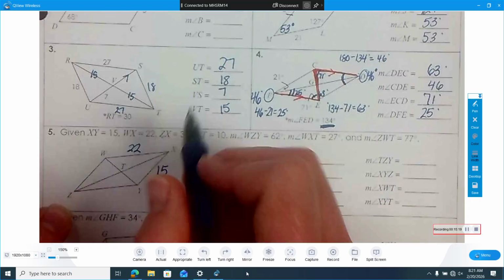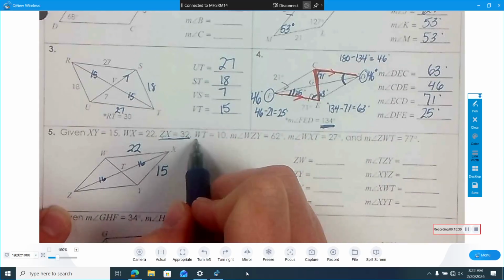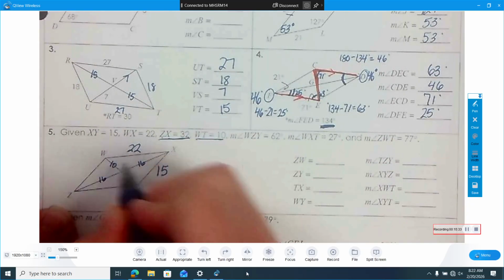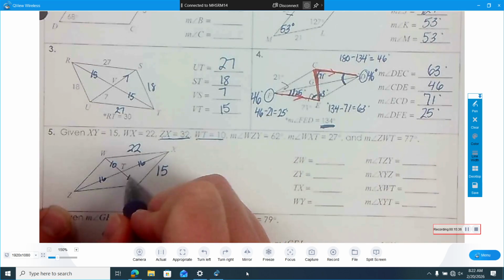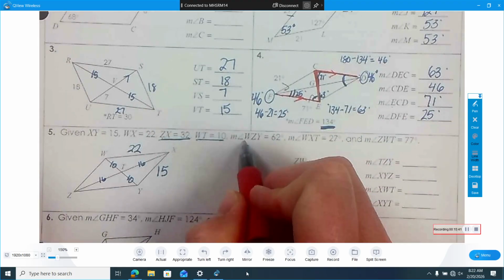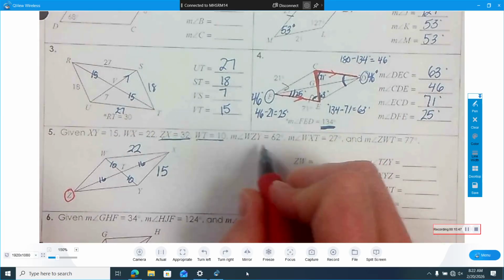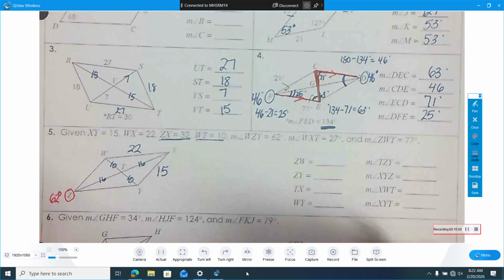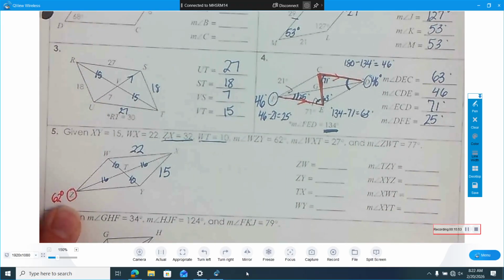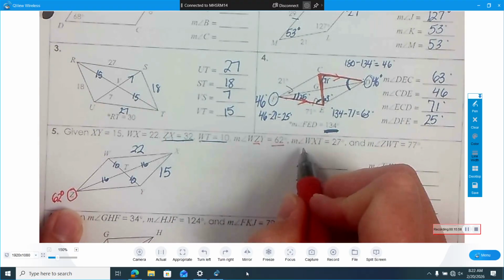ZX is a diagonal. The diagonal is 32. What happens to diagonals? So 16 and 16. I'm going to write it right on the diagonal. WT is 10. What's the other side? TY is also 10 then. Good. I'm going to do my angles in red here. Angle WZY. Oh, that's the whole angle Z there. The whole angle Z is 62 degrees. I'm going to mark that like that, which is a little bit weird, but that's what I'm going to do.